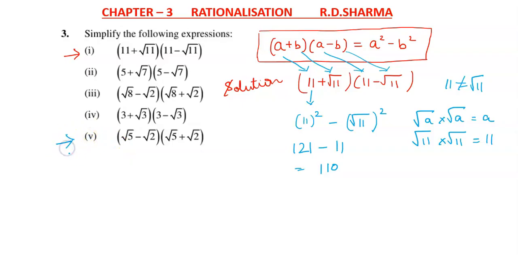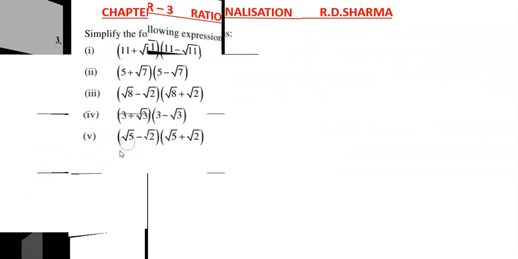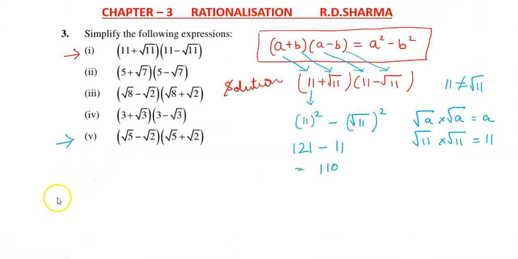So you're thorough with this concept. See now the fifth part. Let me change the ink. I'll solve this fifth part. It is saying (root 5 minus root 2) into (root 5 plus root 2). So I can take this as (a minus b) into (a plus b), which is equal to the same thing, students: a square minus b square.